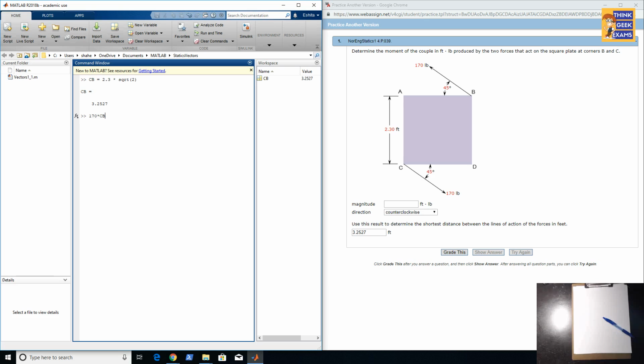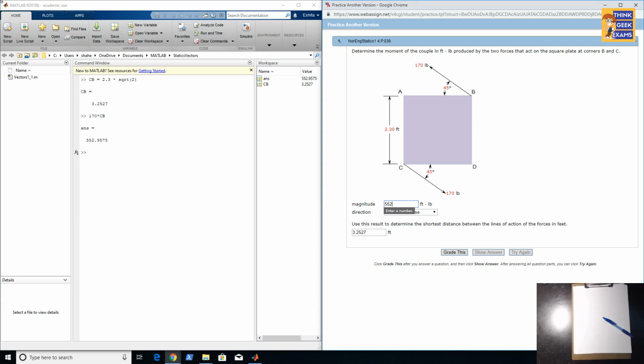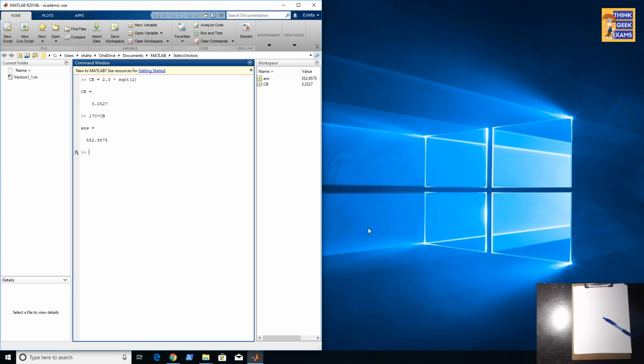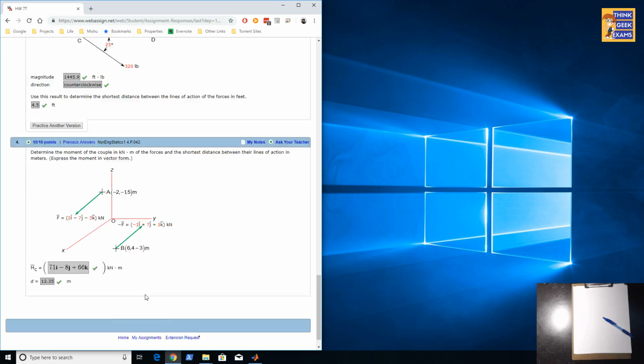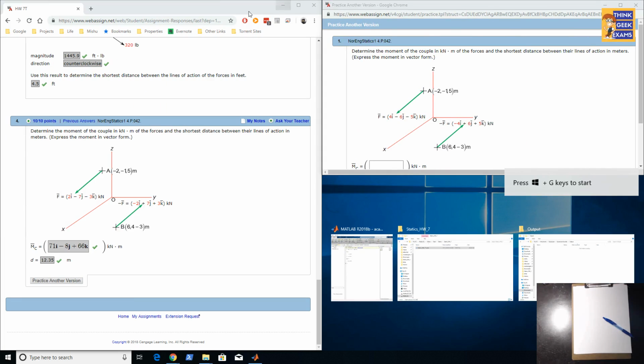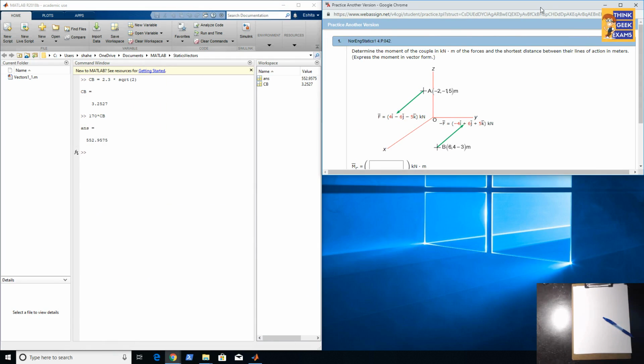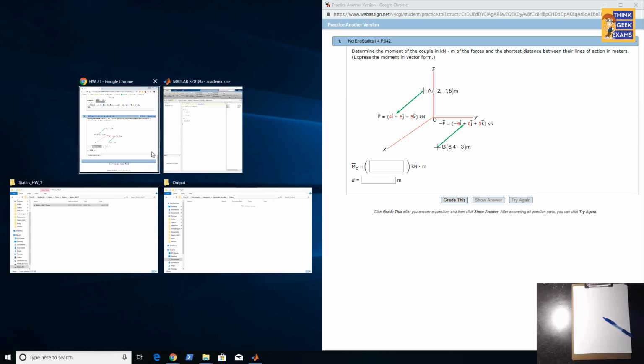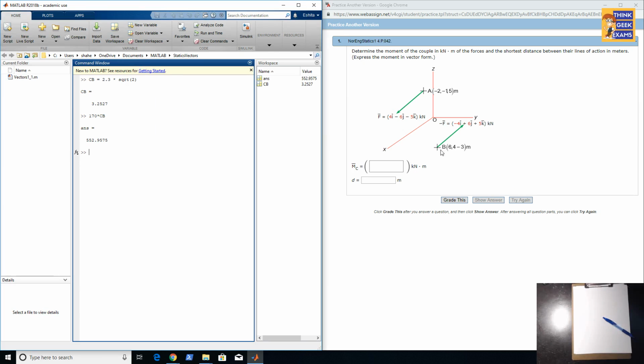And finally, the creme de la creme, the answer for the first question. And that is going to be 552.9575. Okay, so this one, let's see, it is correct. So let's try the next problem right away. Let's try this one. And this one has the same thing. It's got two forces going in opposite directions.